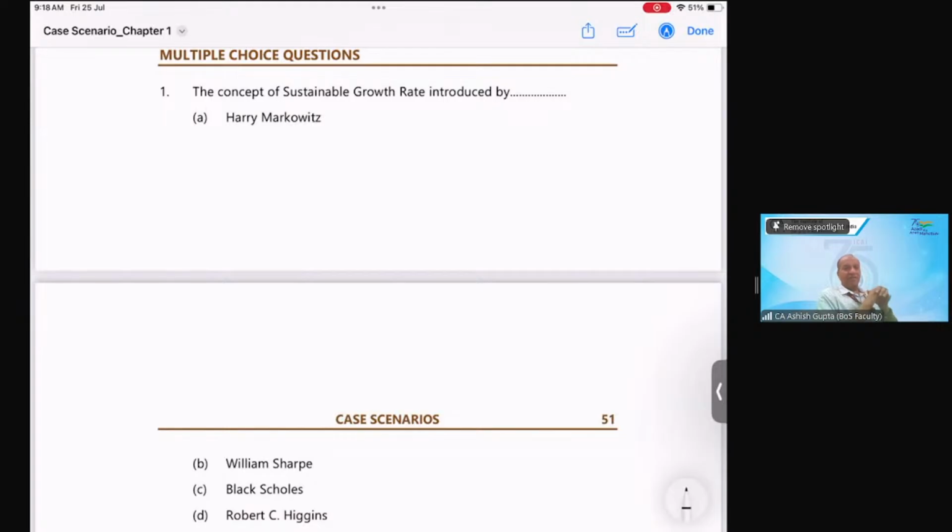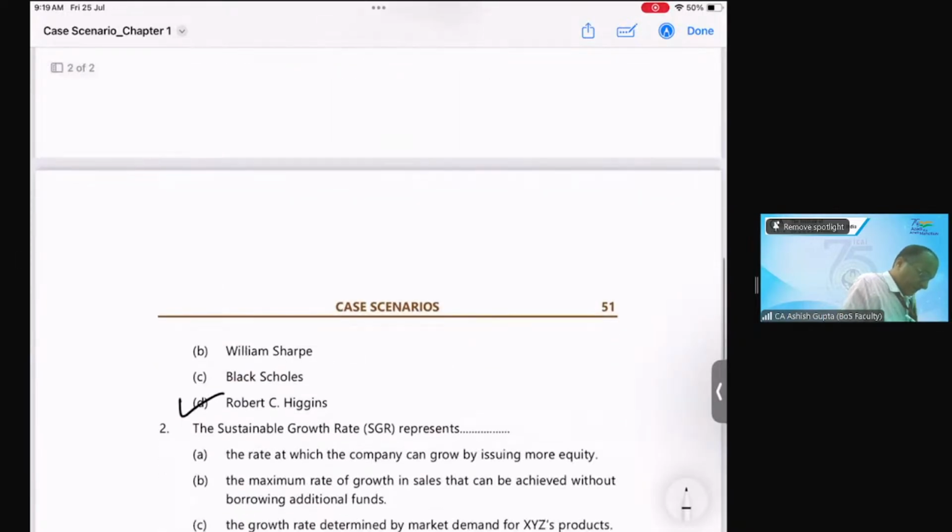Yes, you are right, Samanathan. Yes, Chitra, you are right. The correct answer is Robert again. Because once you go through the complete syllabus, you will come to know that this beta market is related to the portfolio management chapter. William Sharpe's name is also attached to the portfolio chapter, and Black-Scholes is attached to derivatives.